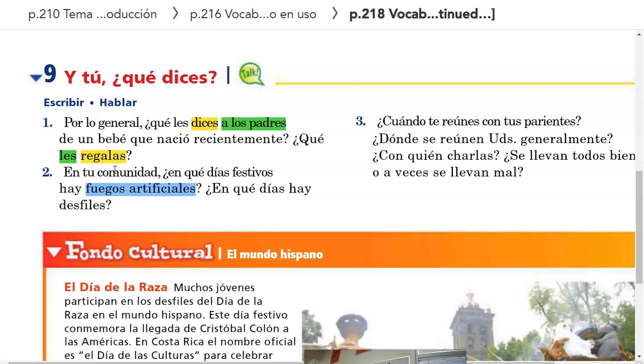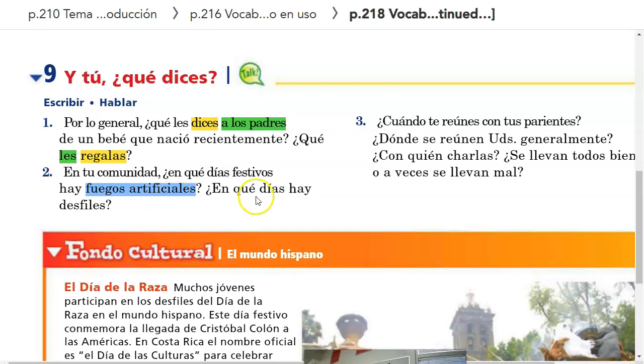En mi comunidad hay fuegos artificiales en, and then go ahead and list some of the holidays or celebrations where we have fireworks. List your holidays, your special events, and you can find those if you look at the agenda from last week. There's a list of holidays, typical holidays in Spanish, that I provided you with in the agenda.